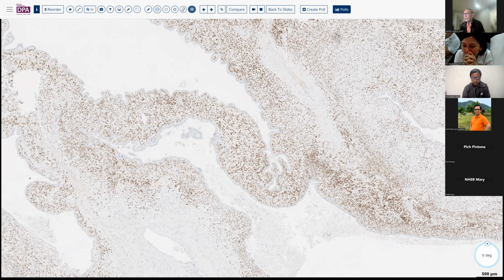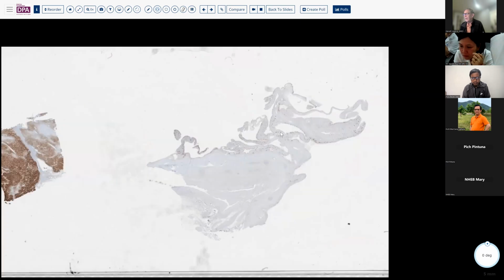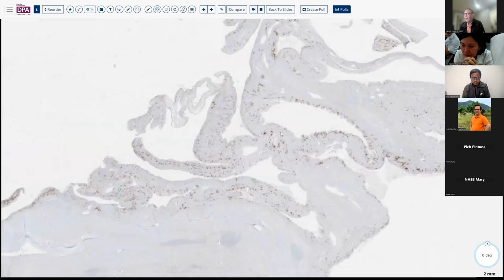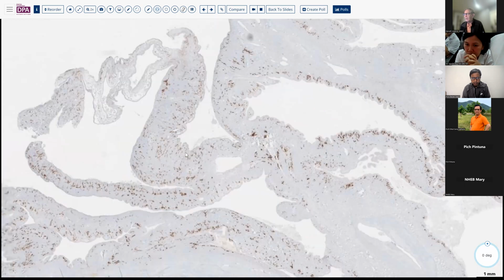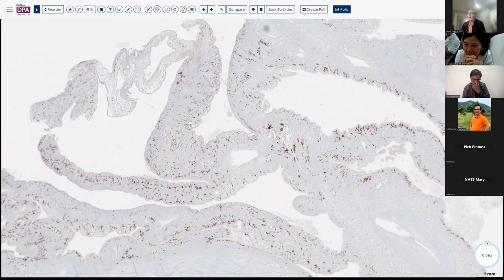Additionally, we did an inhibin stain here as well. And as you can see, we get a nice positivity in the stroma in many of the stromal cells. So if you're in doubt, you can do one of those markers to see if you have evidence that it's ovarian type stroma.